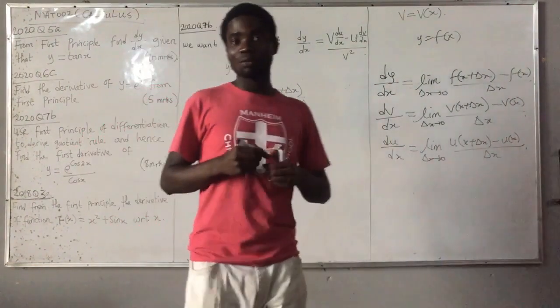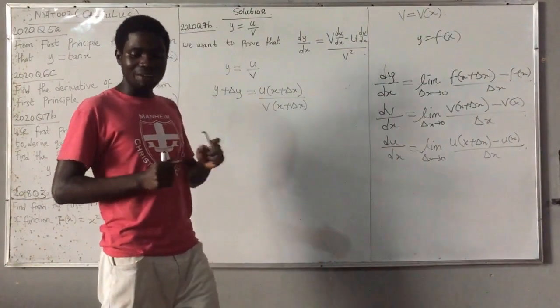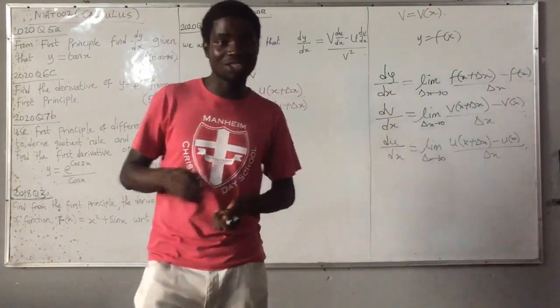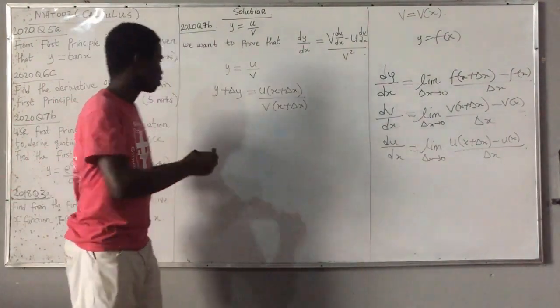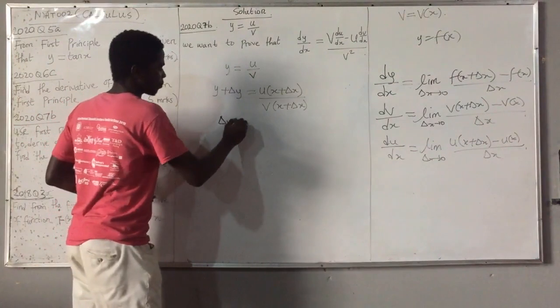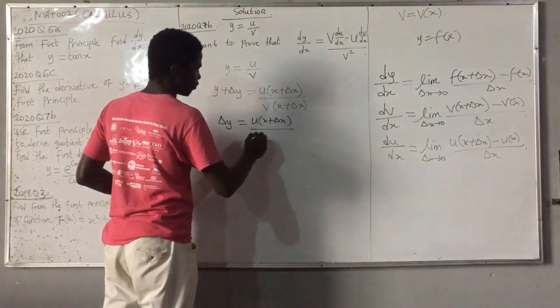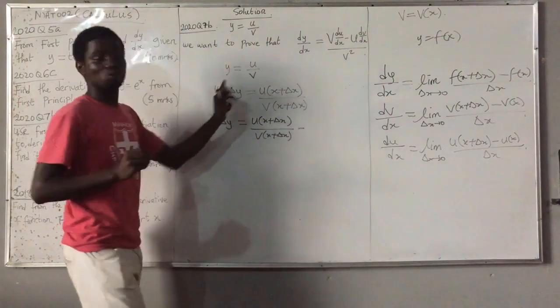If you check my video on first principle, you would have gotten used to it. Whenever you want to do first principle, the first thing to do is add increments to both sides. Do you understand? So that's what I have done. Then bring this y to the other side so that you are left with delta y is equal to u of s plus delta s all over v of s plus delta s minus y, right?